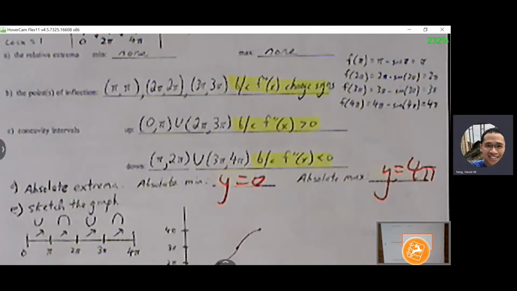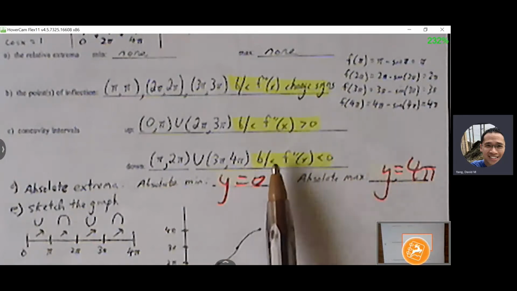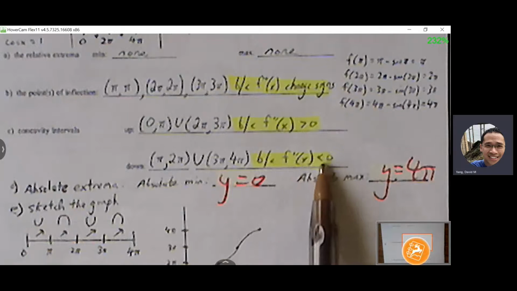Point of inflection is because f double prime changes signs. Concave up is because f double prime is greater than 0. Concave down because f double prime is less than 0.